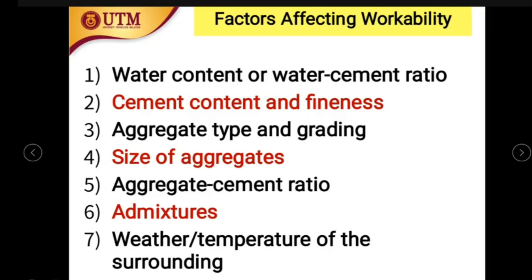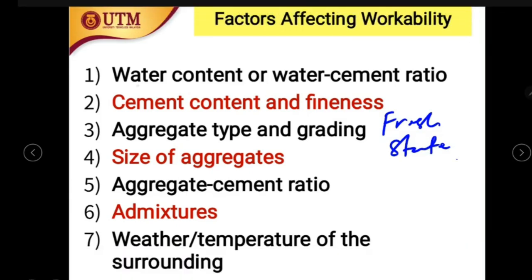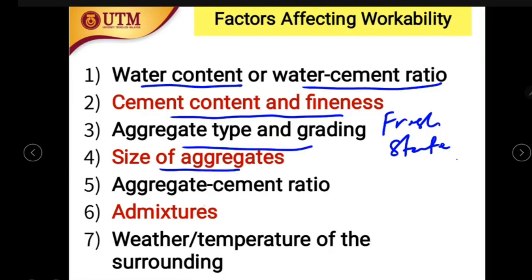All right, so workability. Workability is one of the qualities of concrete that we also have to take into consideration if we want to produce good quality concrete when it is in the fresh state. The factors affecting workability are the water content or water cement ratio, the cement content and its fineness, aggregate types and grading, size of aggregates, aggregate cement ratio, admixtures that we are using, and also the weather and temperature of the surroundings when we are doing the concreting works.